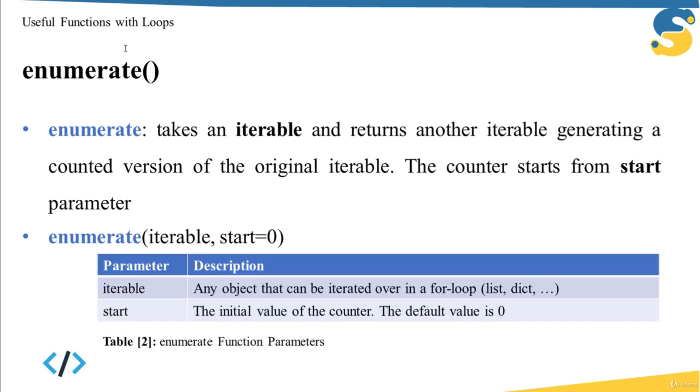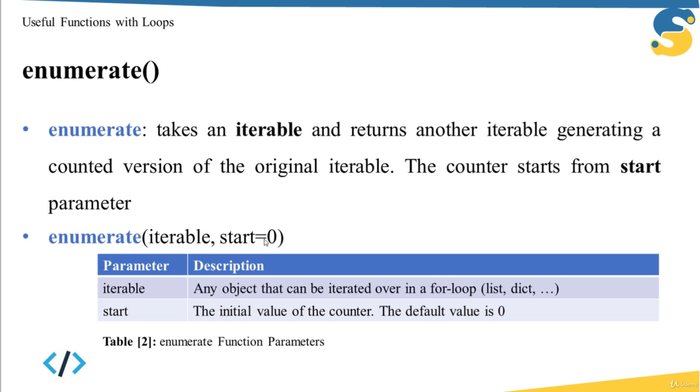Let's see this table which shows these parameters' details. The first one is iterable, and we know that an iterable is any object that can be iterated over in a for loop, like list, dictionary, etc. And start is the initial value of the counter, and by default it's 0. So if you don't put anything, the counter will start from 0.